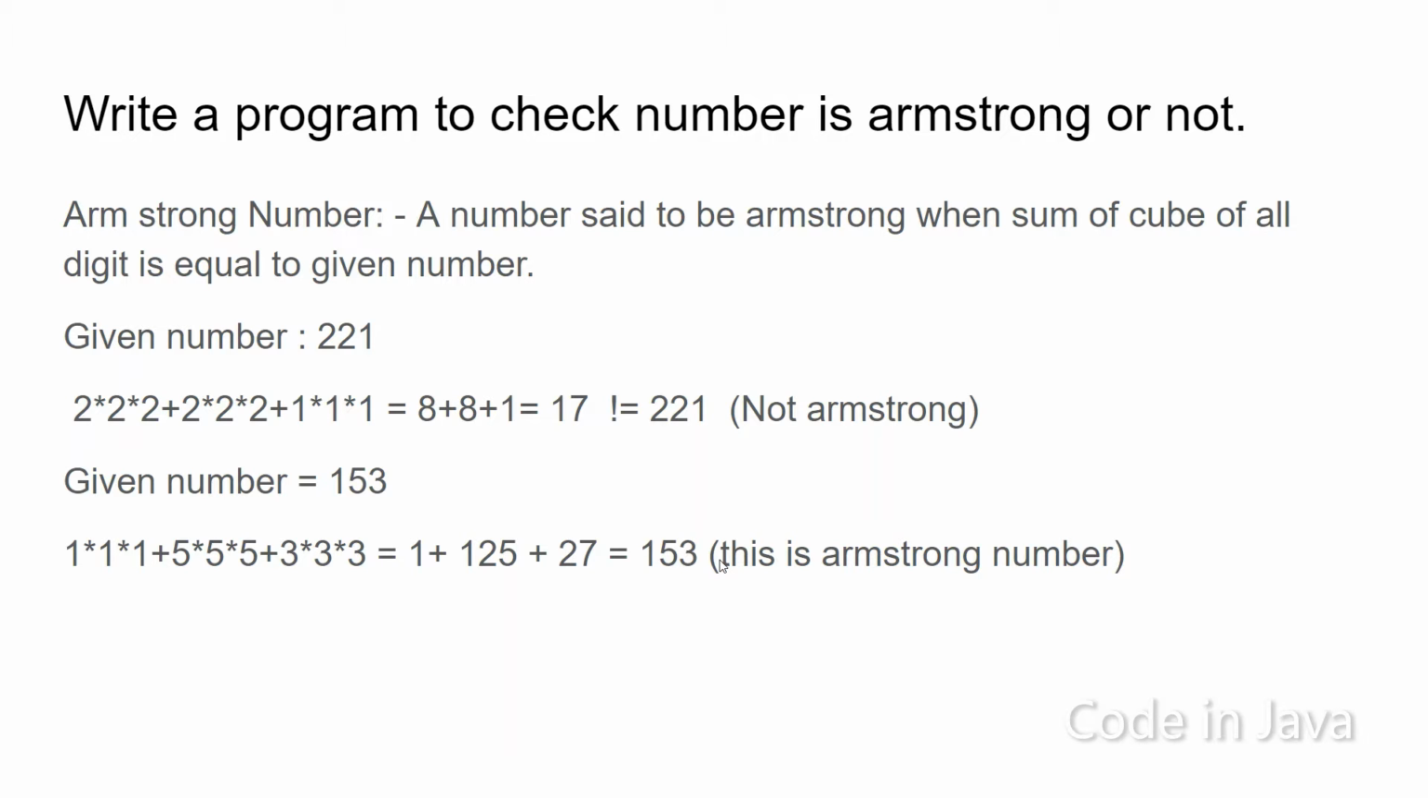So how will we write the code? Suppose we are passing some number like 153 or 221. Our code should print that the given number is an Armstrong number, or if it is not, then it should print that the given number is not an Armstrong number. So let's come to the coding. We will see how we have to write the code.